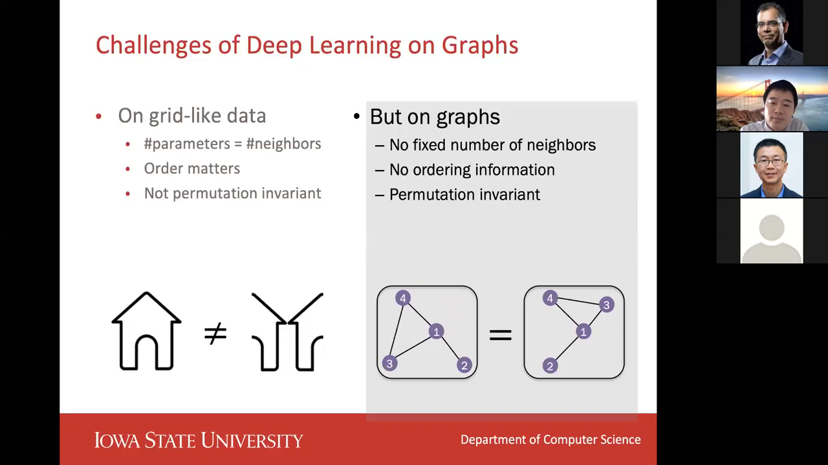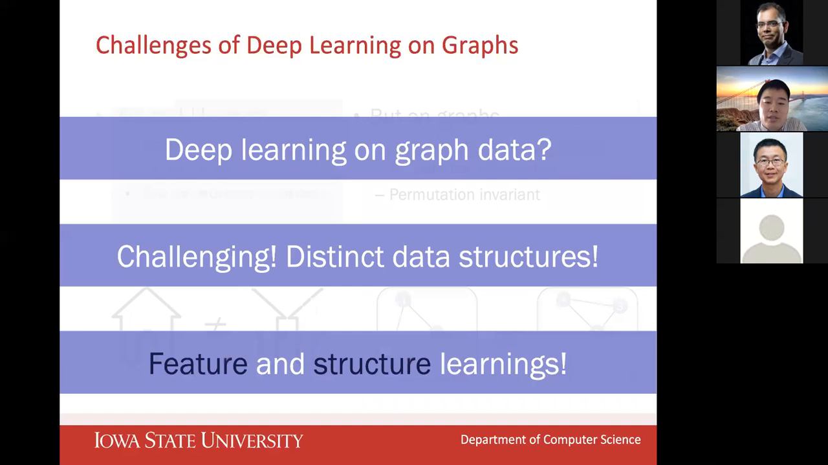So now let's come back to this question. Can we apply the existing deep learning methods on graph data? Obviously, it is very challenging due to the distinct data structures between grid-like data and graph data. So here we propose novel feature and structure learning methods on graph data to solve these challenges.